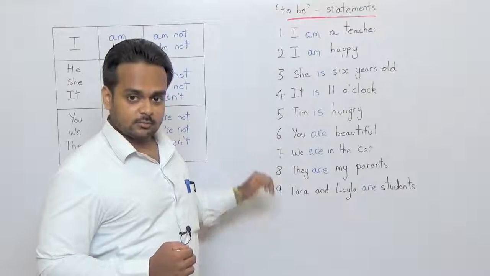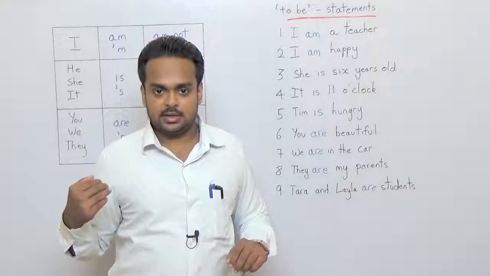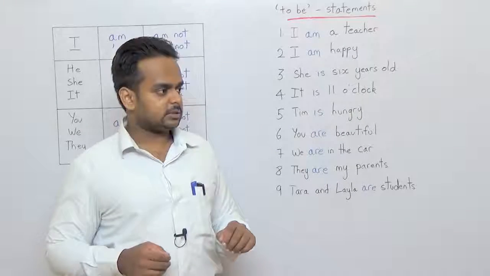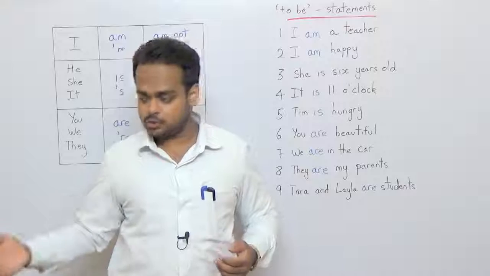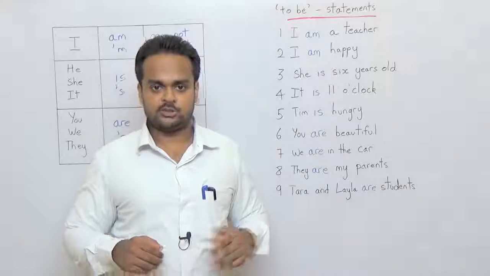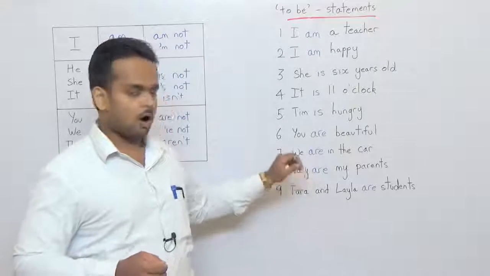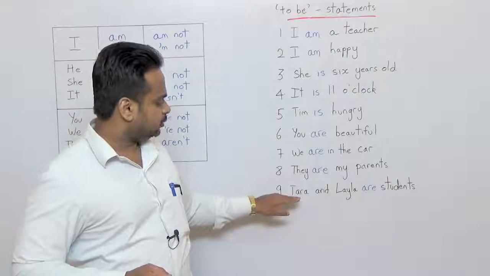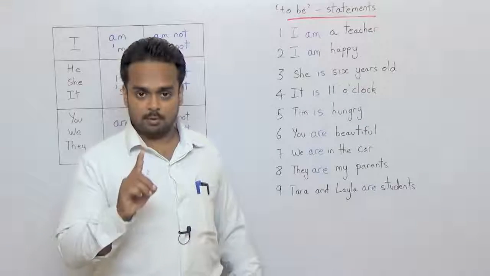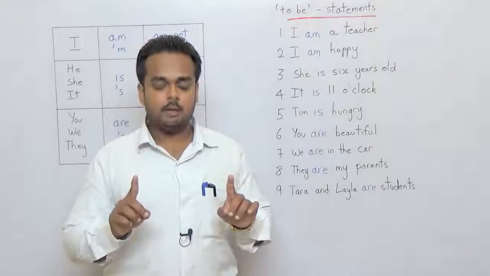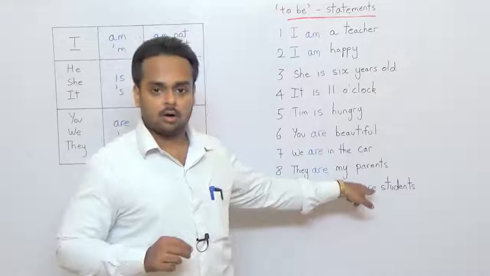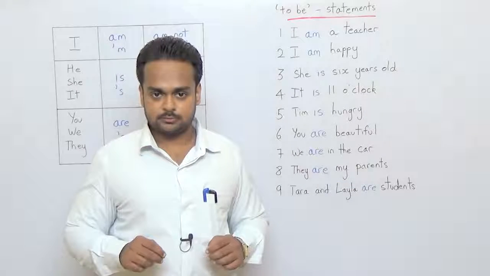They are my parents. Imagine a friend comes to me and asks me, hey, you see those two people standing over there? Who are they? I look and I say, oh, they're my parents. Let me introduce you to my mom and dad. Now here you can also say, those are my parents. Those is plural, so we would again use are. And in the final example, Tara and Layla are students. Notice here that Tara is one person and Layla is also one person. But Tara and Layla are two people. For that reason, we are using are. Tara and Layla are students.